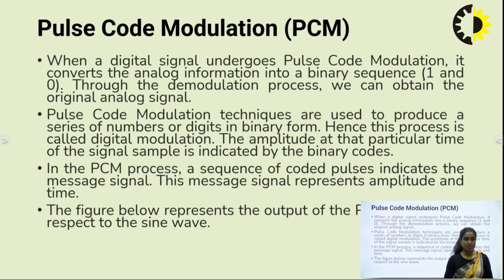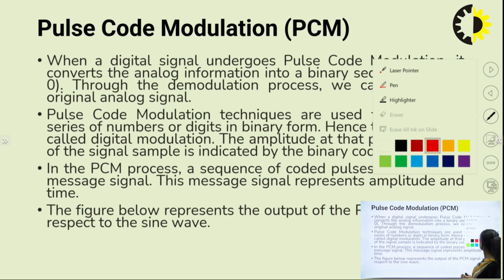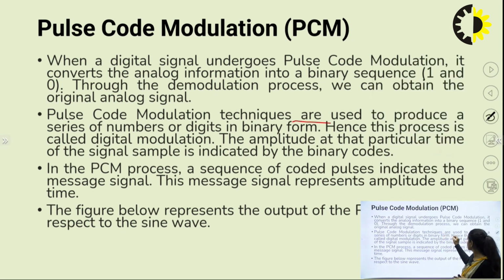What is pulse code modulation? It is simply a conversion technique for analog signal into binary form, right? So when an analog signal undergoes pulse code modulation, it converts the analog information into a binary sequence of 1s and 0s. Through the demodulation process, we can again obtain back my analog signal. Pulse code modulation techniques are used to produce a series of numbers or digits in binary form. Hence, this process is also called digital modulation.